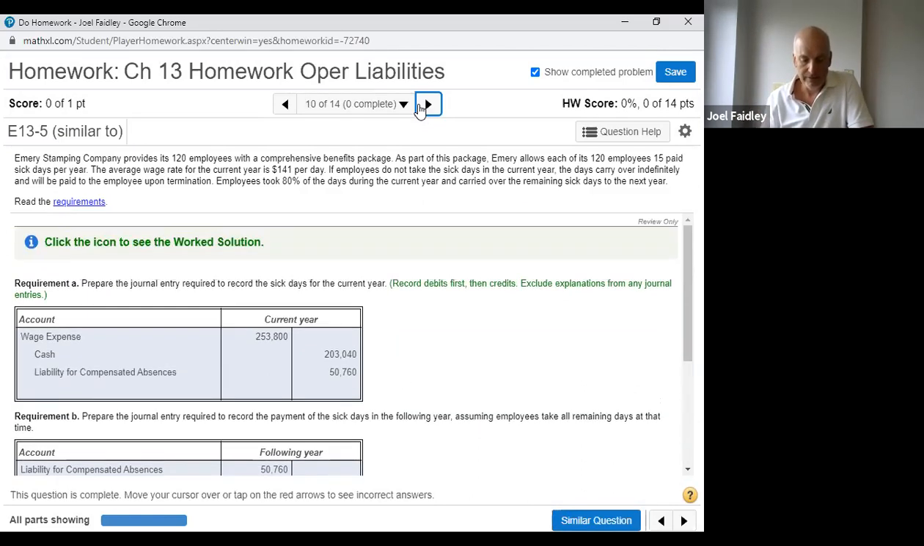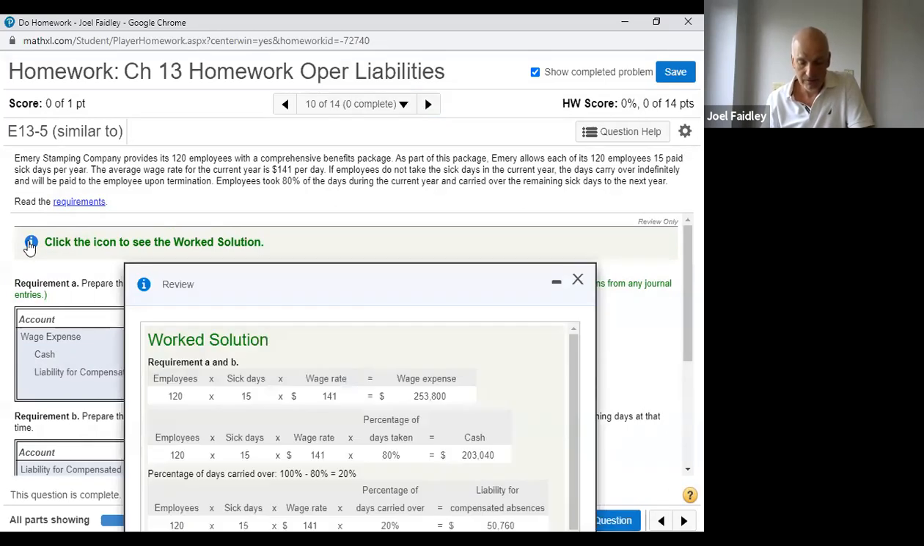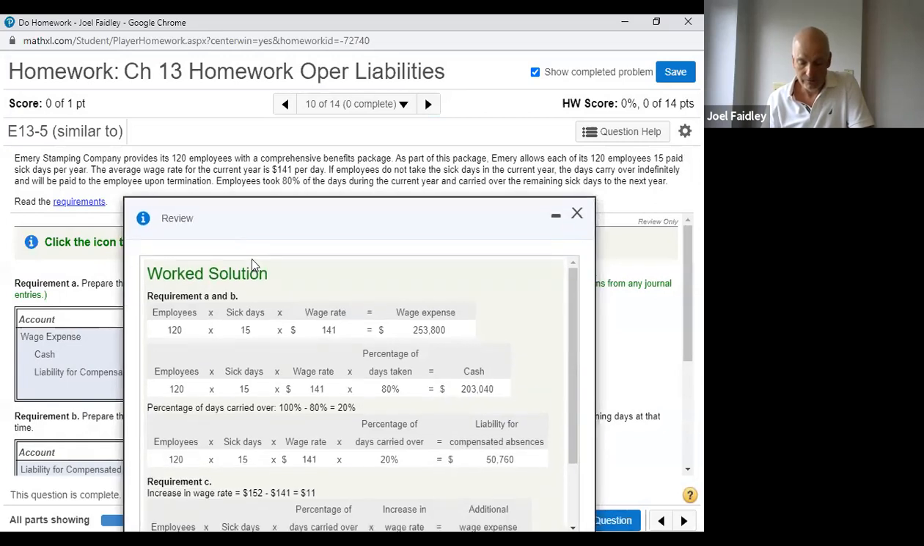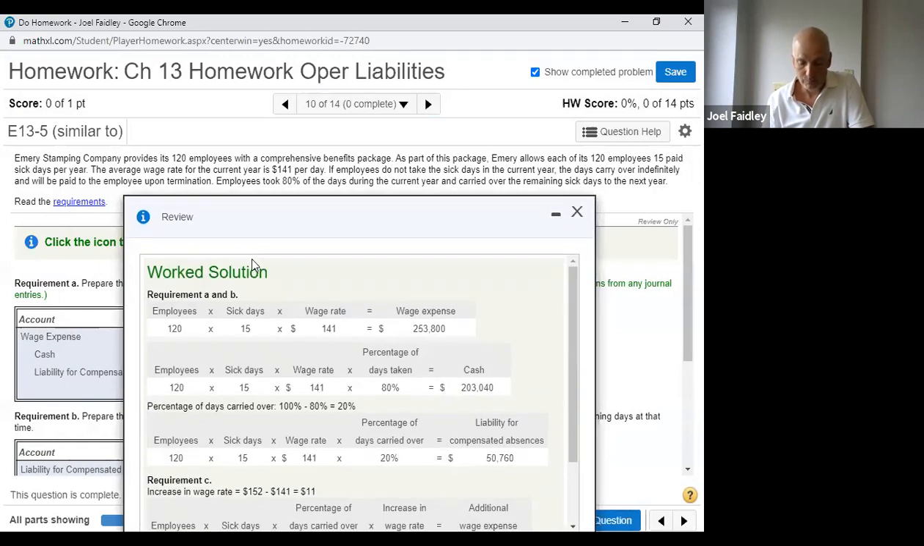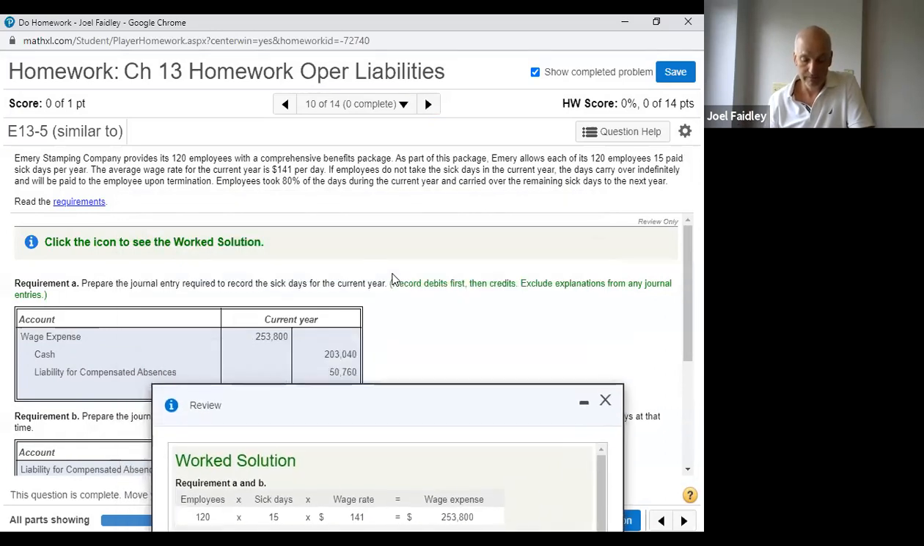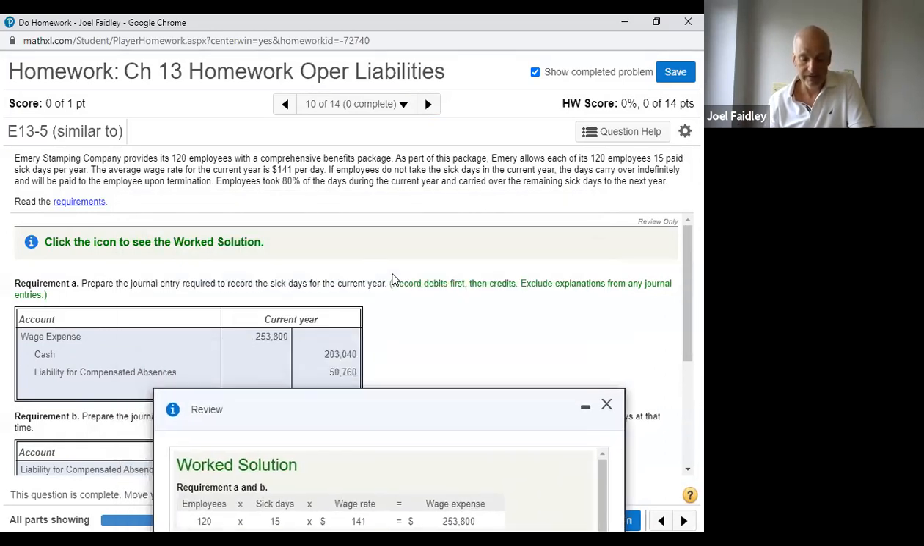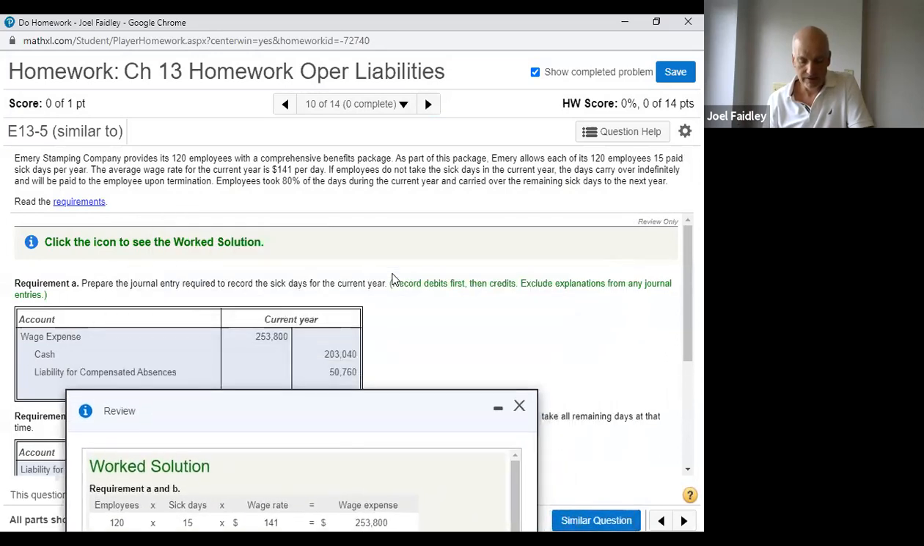So what do we have here? We've got 120 employees who are allowed 15 paid sick days per year, and they're currently being paid $141. So very straightforward there. We're just going to take 120 times 15 times 141. There's my wage expense I want to accrue, at the beginning of the year, or at some point. In this particular case, it looks like they're doing it at the end of the year. Kind of unusual how they set these problems up.